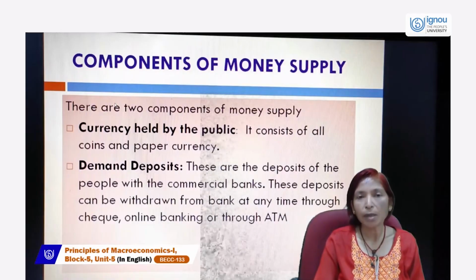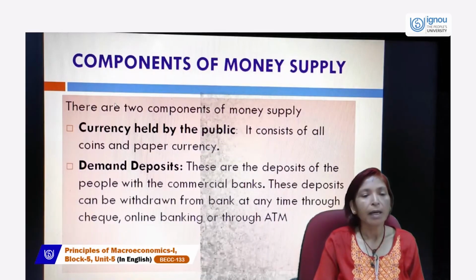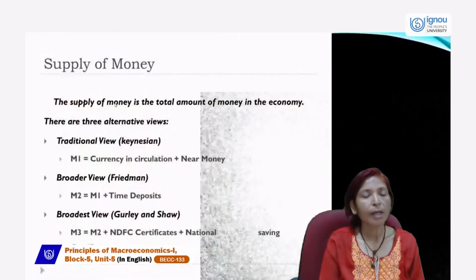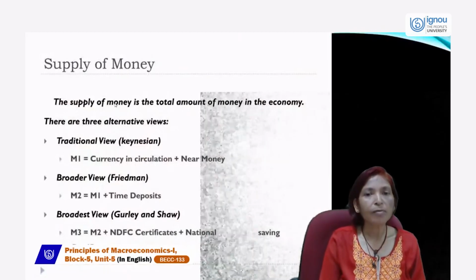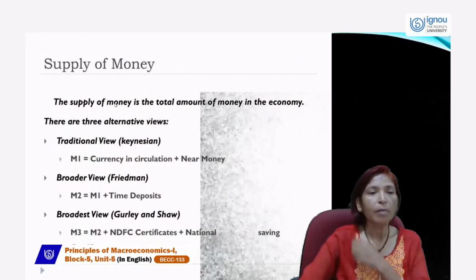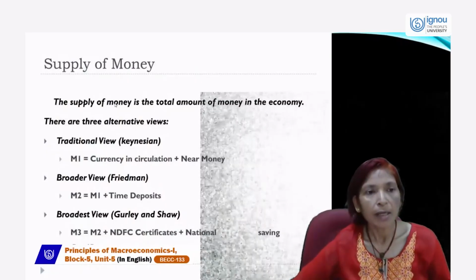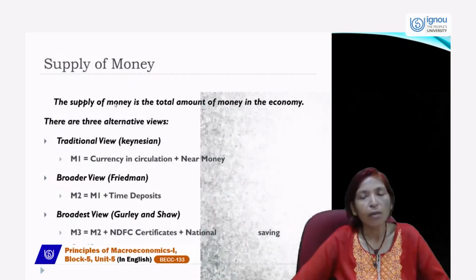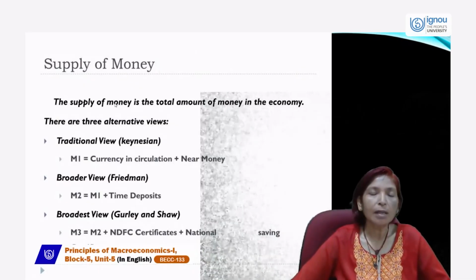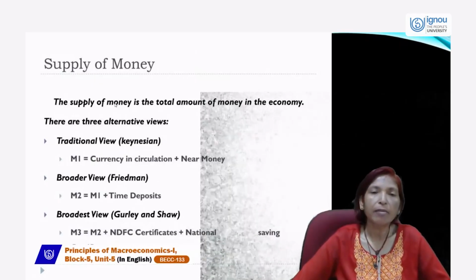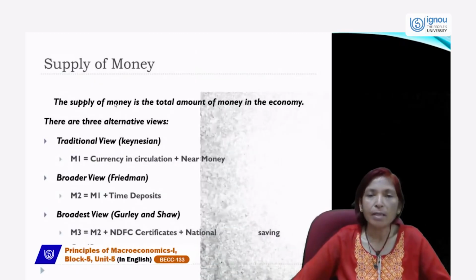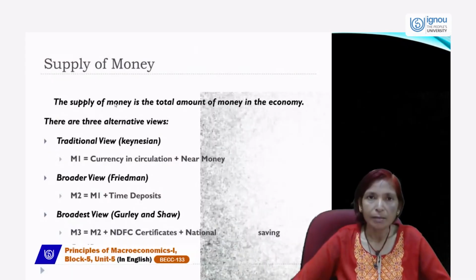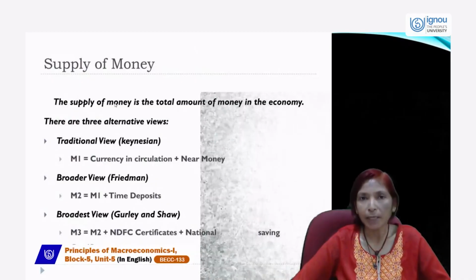Now, these are the two components. One is the currency component and the next is the demand deposit component. Now next, the supply of money has four measures. Four measures of money supply. The supply of money means the total amount of money which is circulated in the economy. There are three alternative views given by different economists. One is the traditional view according to Keynes. M1. This is the first measure of money supply.